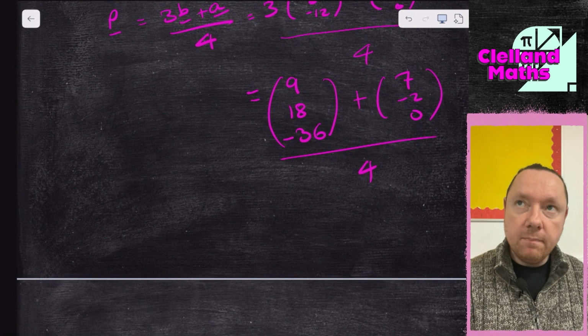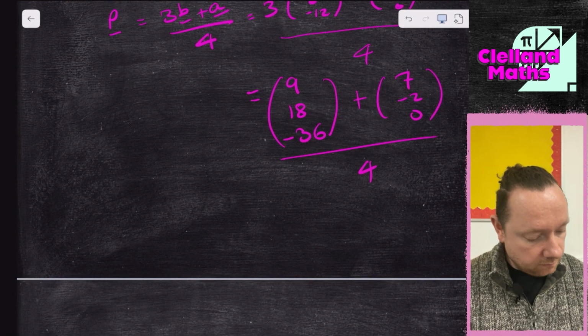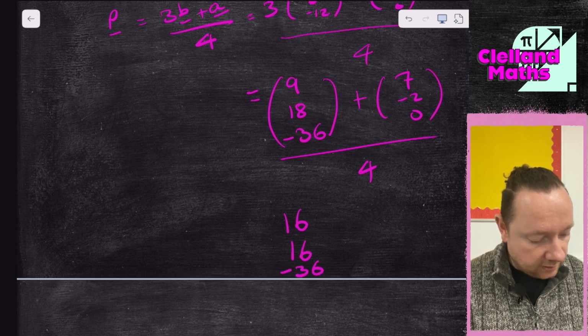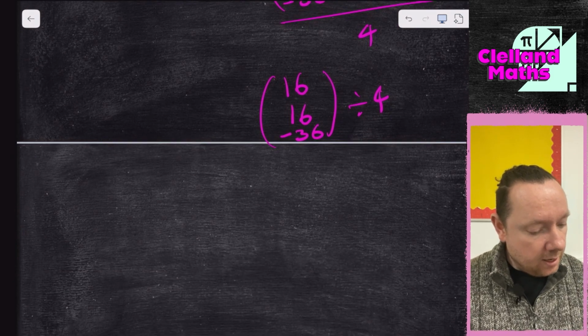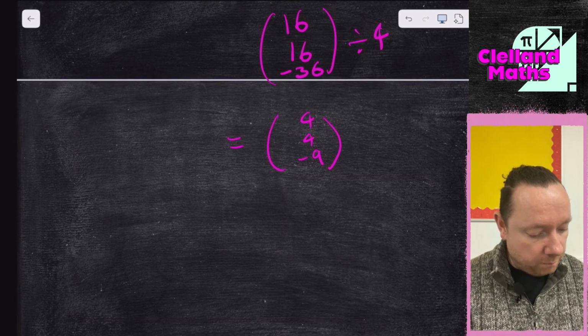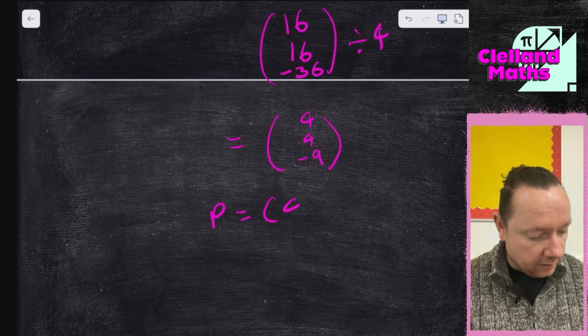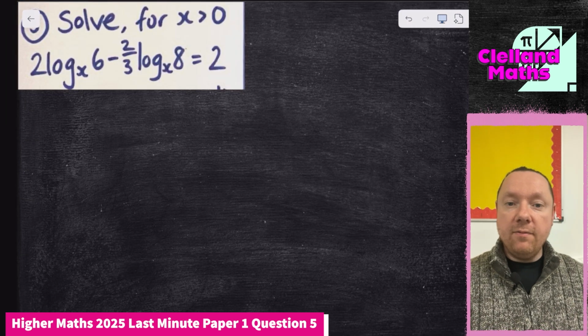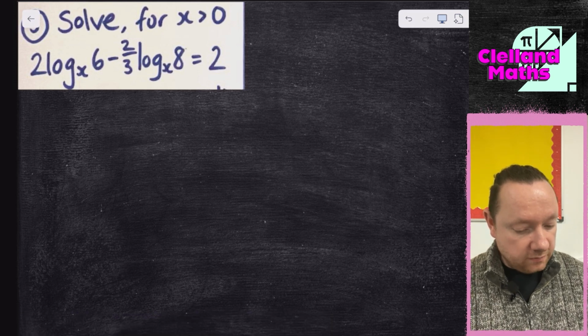9 plus 7 is 16. 18 minus 2 is 16, and minus 36 plus 0 is minus 36. So you get that divided by 4, or a quarter of that. And then that gives me, finally, 4, 4, and minus 9. And therefore, P, as a coordinate, is 4, 4, minus 9. And we're done there.